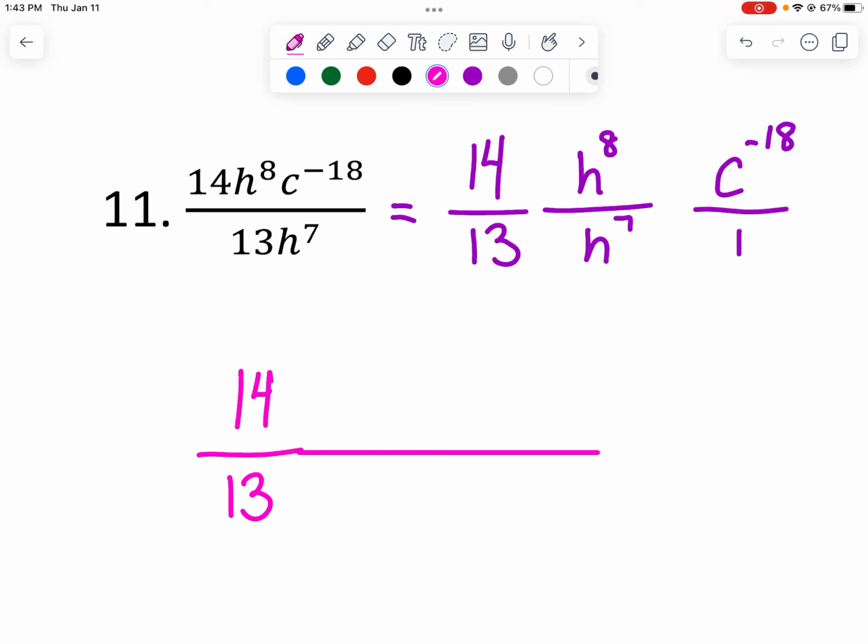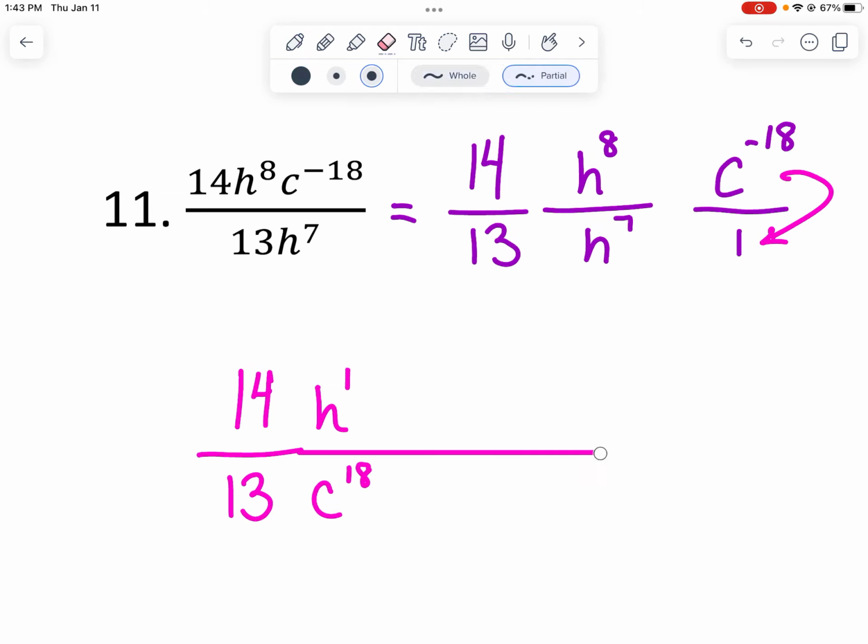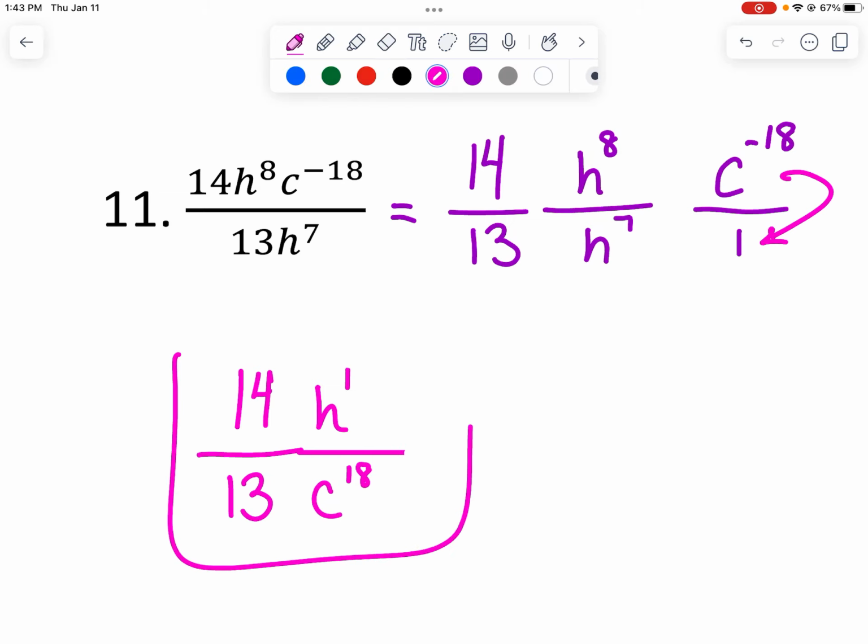H to the 8th over h to the 7th. I have more h's in the numerator. 8 minus 7 is 1. This c to the negative 18th, though, that has to move. That's got to go. So I have to move that to the bottom, the denominator, and it becomes c to the 18th. And now I'm done. I can't combine anything. This would be my final answer.